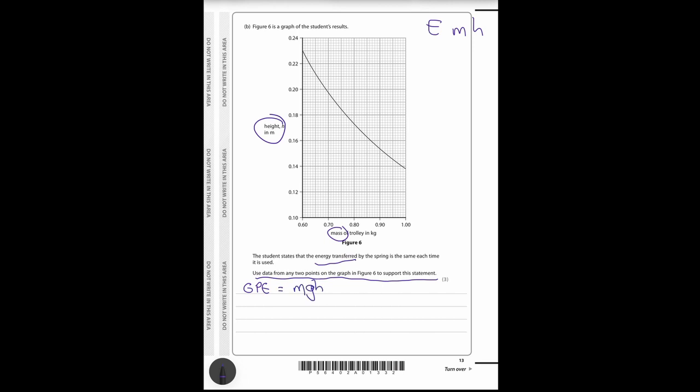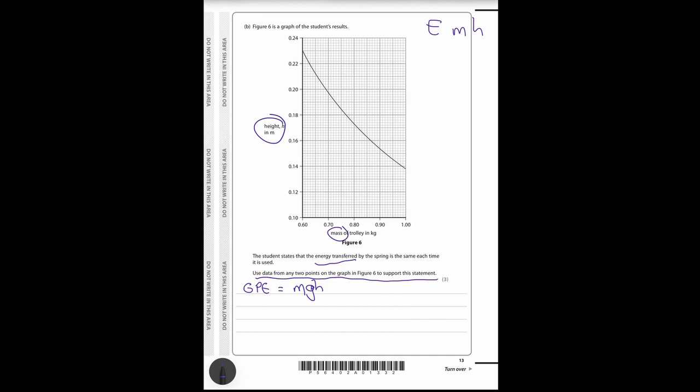It didn't tell me g, but remember, it's my job that I should know what g is, and I know that g is 10. So I don't even need to write that separately, because now I'm just going to do the calculations. Now I'm going to show the examiner that I have got any 2 points from the graph, and I've just got to do the same thing twice.